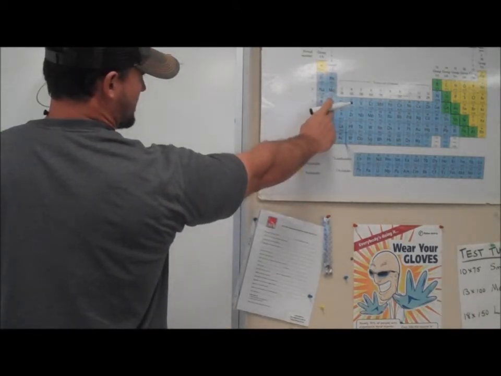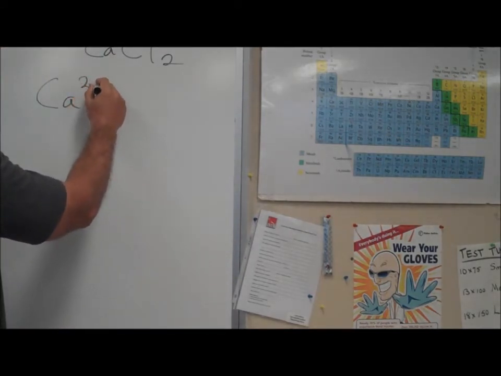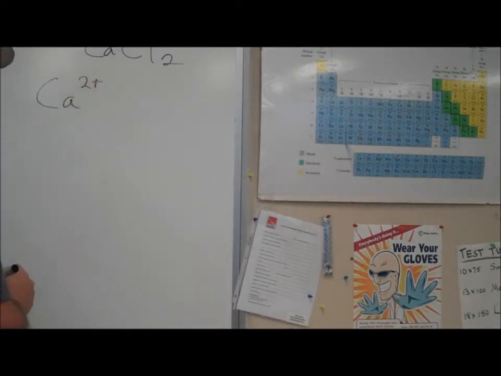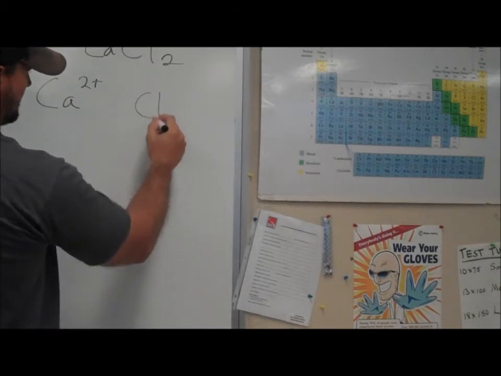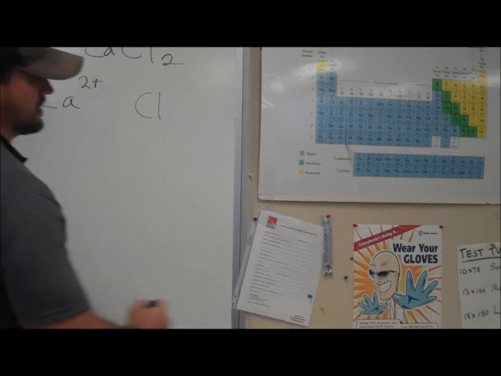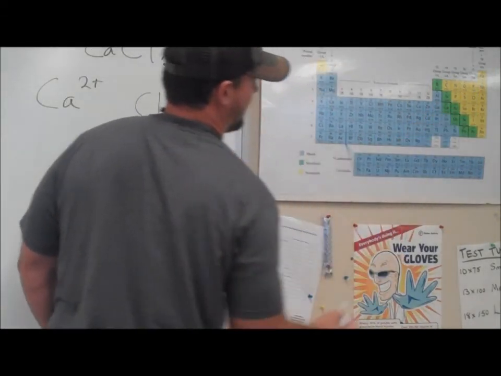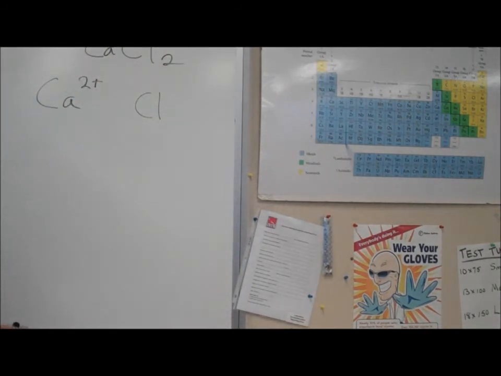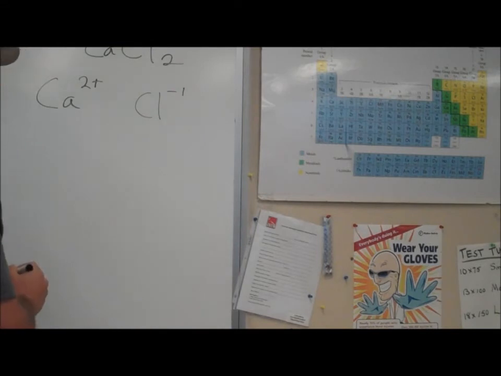As you scroll down, you see Ca. Group 2 meaning it's going to have a 2+ charge. Chlorine, which is represented with Cl, is found in group 7A. As you scroll down, you see Cl, giving it a -1 charge.